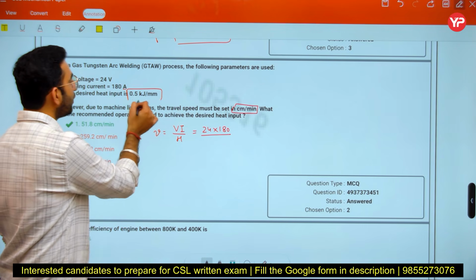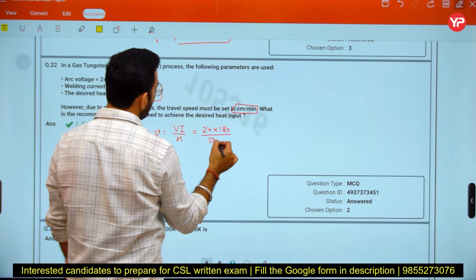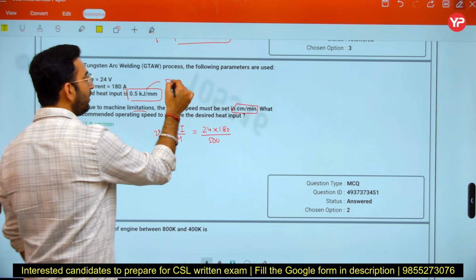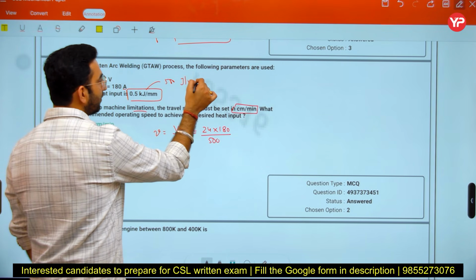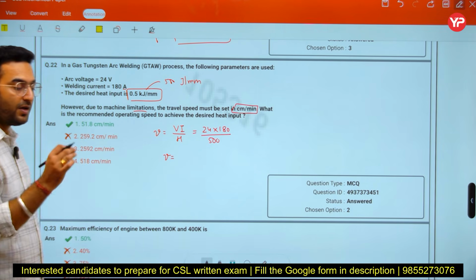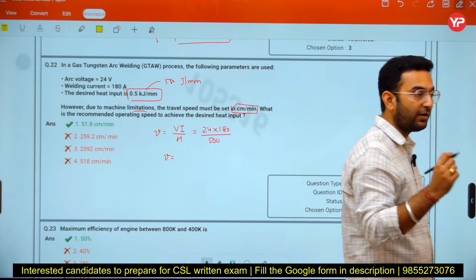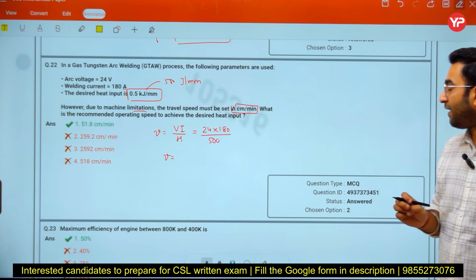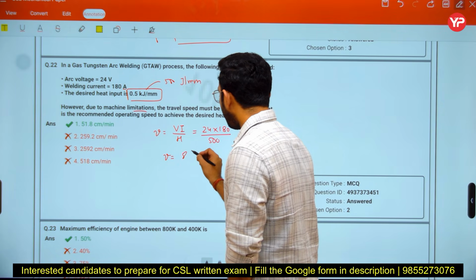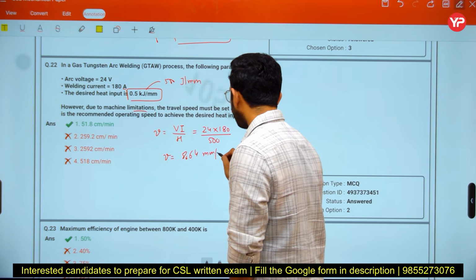Heat input is given in kilojoule per millimeter. I am writing it in the form of joule per millimeter here. So it will be 500 joule per millimeter. Okay, so if you just solve it, you are going to get the final answer in millimeter per second here. So this is representing the desired speed here. So its value is coming out to be around 8.64 millimeter per second here.